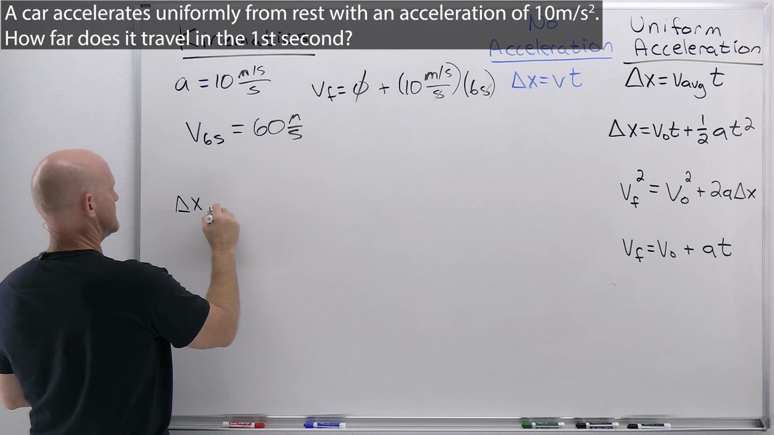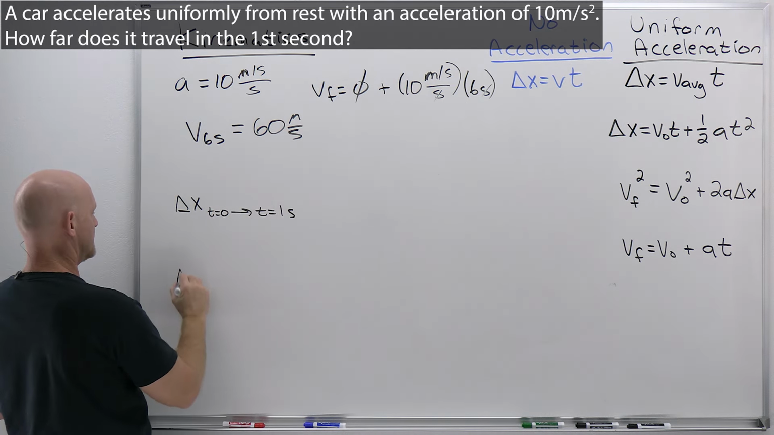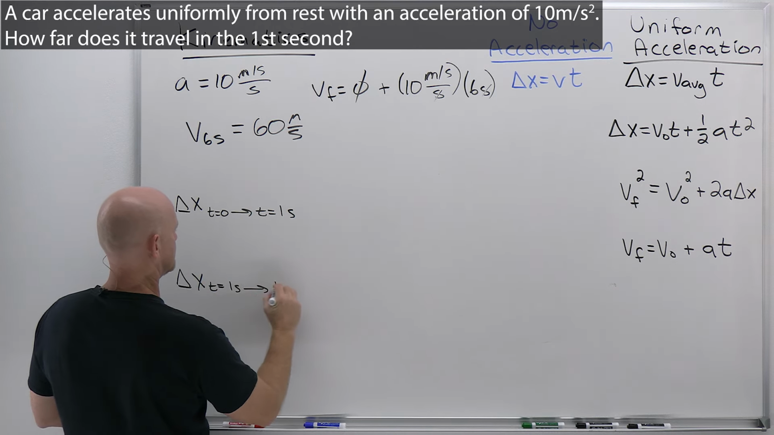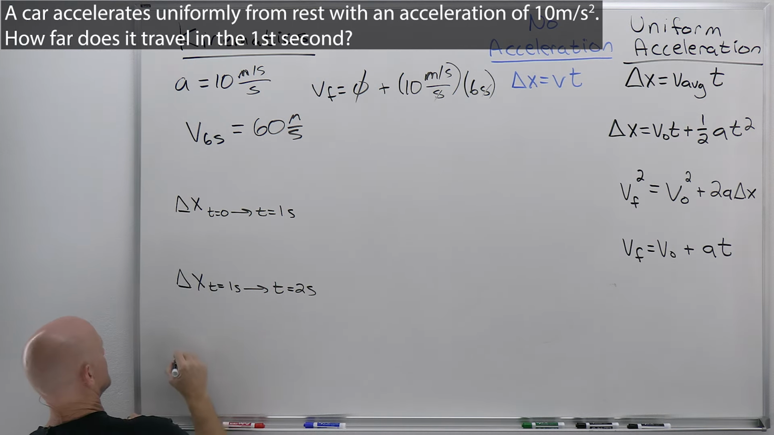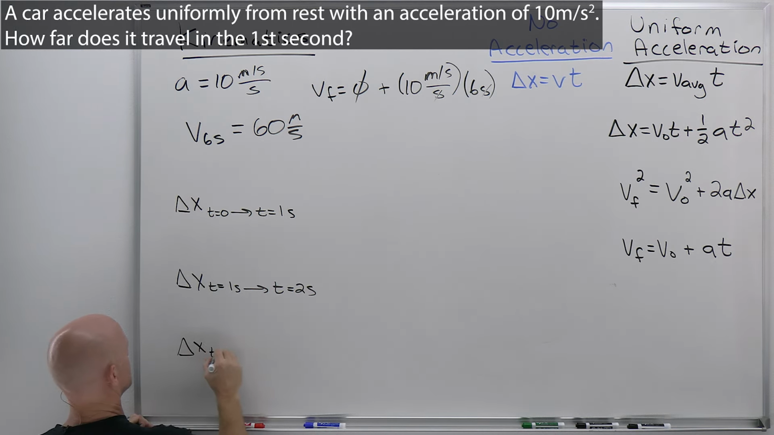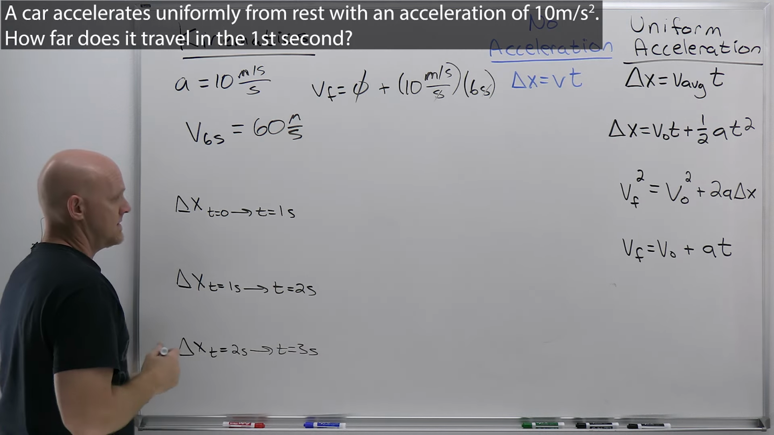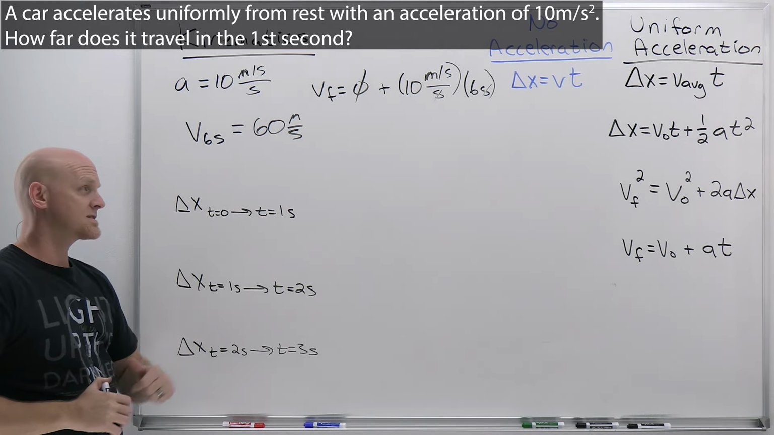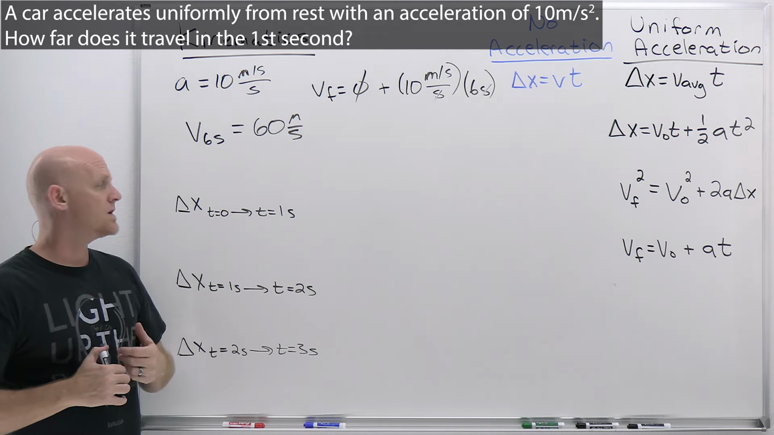So t equals 0 to t equals 1 second. And then we want the displacement for t equals 1 second to t equals 2 seconds. And then we want the displacement for t equals 2 seconds to t equals 3 seconds. Cool. Now there's actually not just one way of approaching this. There's a few different ways, at least a couple of different ways, and we'll go through a couple of them.